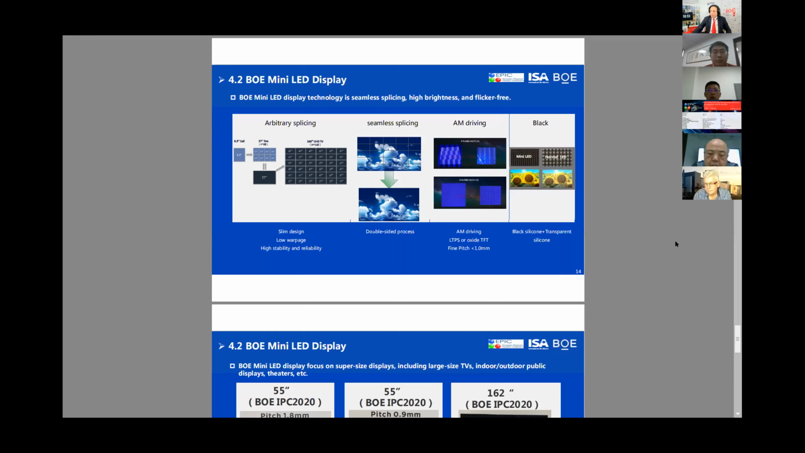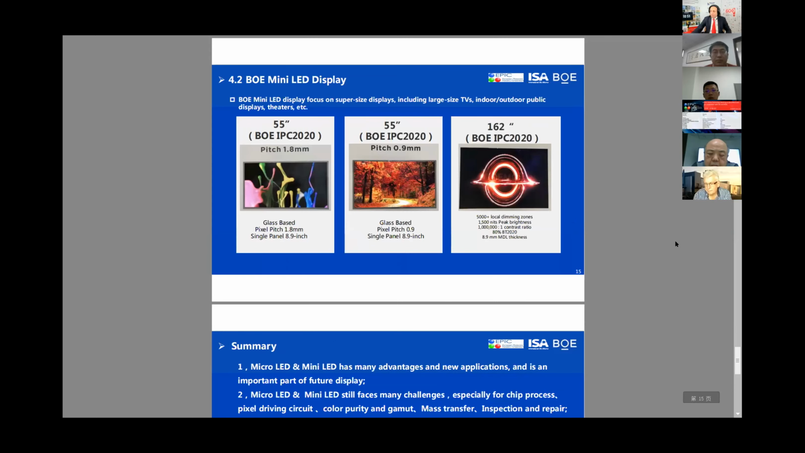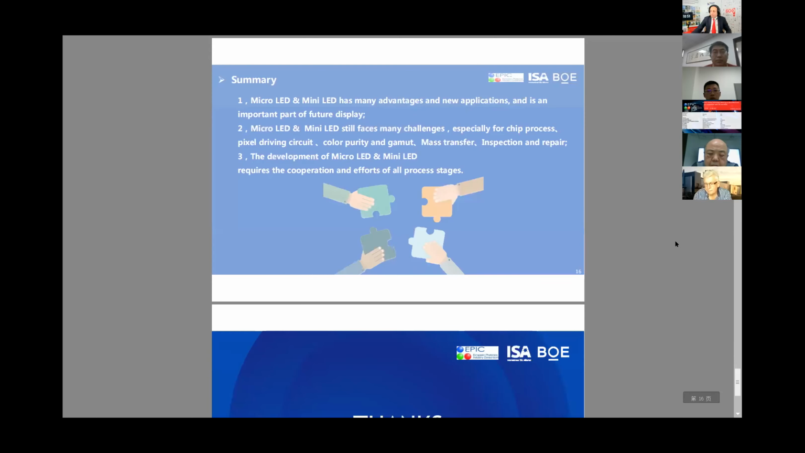And also, the very last thing, in terms of packaging, we are having the black silicon plus the transparent silicon as the packaging technology. In 2020, we launched the 55-inch product with the 1.8 pitch, 0.9 pitch, and also the super large 162-inch product. And also in 2020, we launched the following mini LED display products.